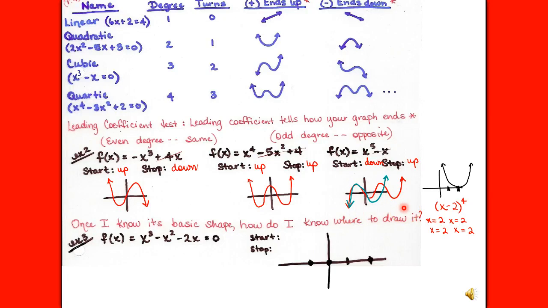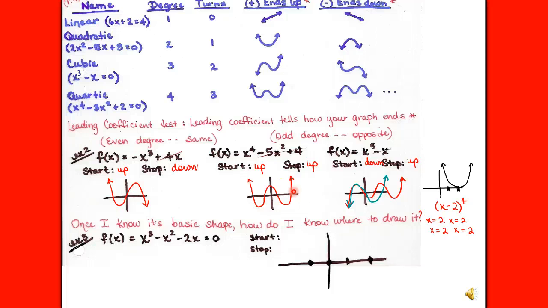All right? So once I know the basic shape of my graph, how do I know where to draw it? You know, we talked about this might be the basic shape of this graph, but it might actually be up here somewhere. Or this may be coming way down and this be just shallow right here. So once I get the basic idea of what it's going to look like, how do I know where to draw it? Well, I can use my x-intercepts for that, right? X-intercepts, solutions, roots, zeros, all synonymous terms.